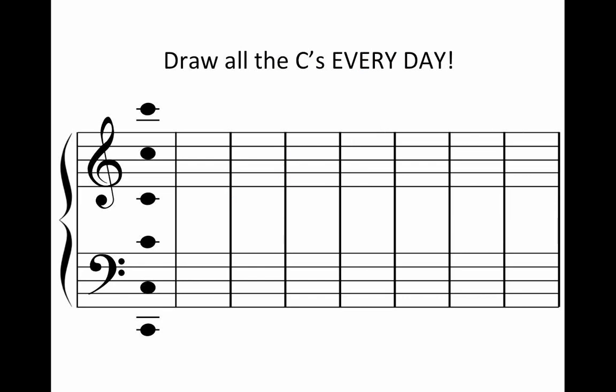Are you going to be able to do that really well tomorrow? Probably not. You may want to take a screenshot of this page, otherwise I'll be putting up a link to a page that you can print. But here's a great exercise that works really well with my students, and it's so simple, but it works wonders. Simply draw all of the C's every day. So you'll have all of the C's written on the left and 7 boxes going to the right.